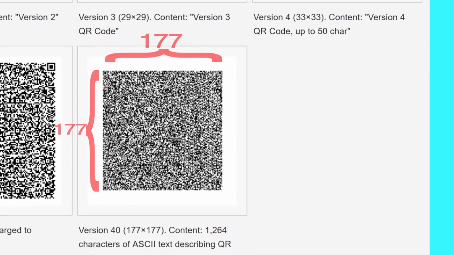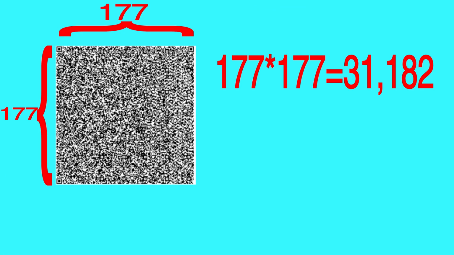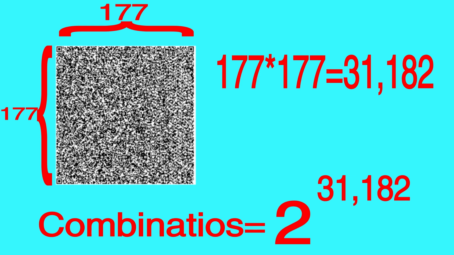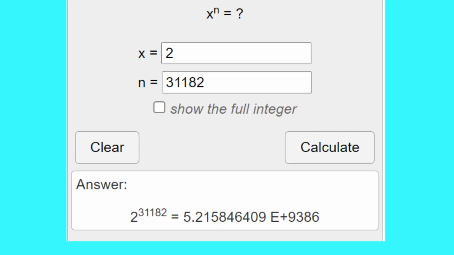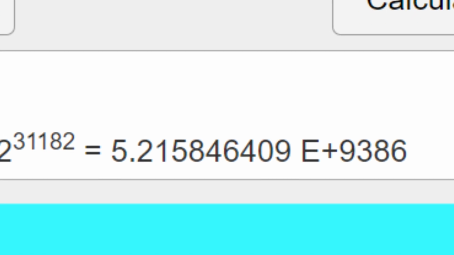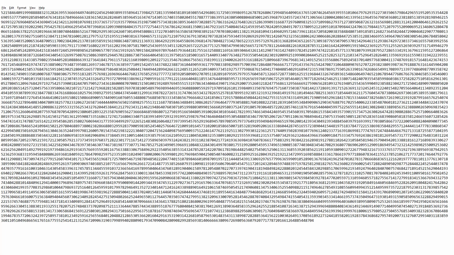The 177 by 177 grid is like having 31,182 digits of binary, or a whopping 5.21, in standard notation, it looks like this. This is how many combinations are possible in a 177 by 177 grid. This number is 9,386 digits long. But URL codes aren't done in numbers, they're done in characters of ASCII.